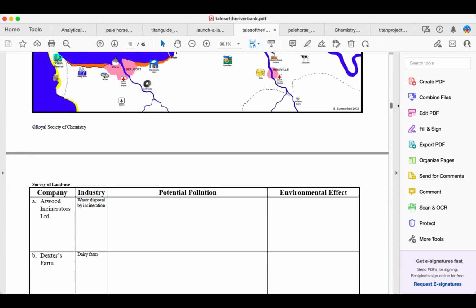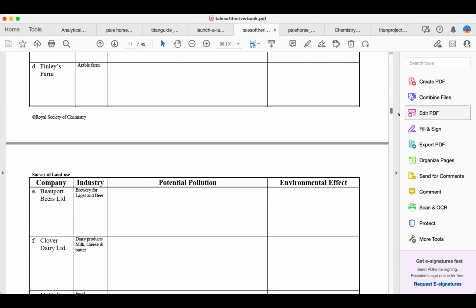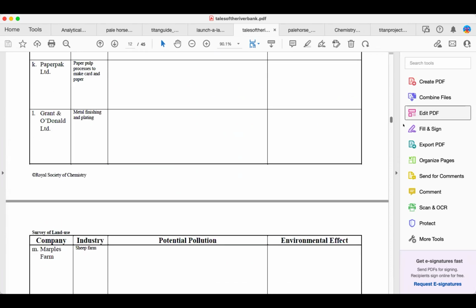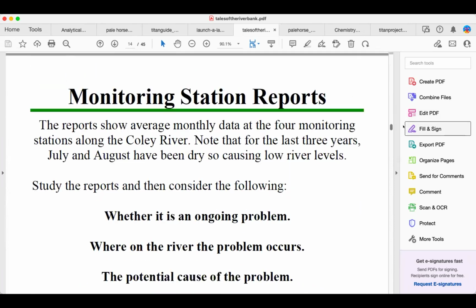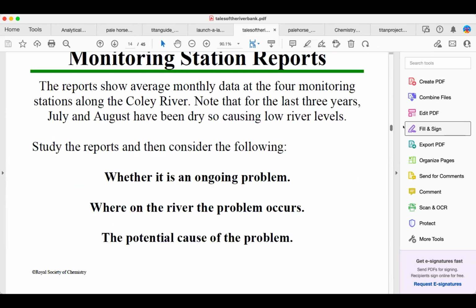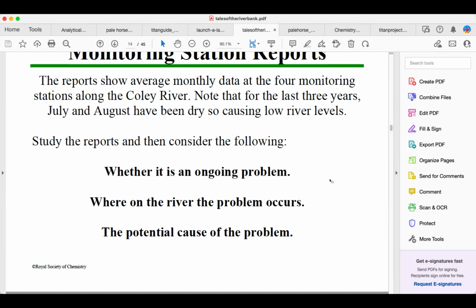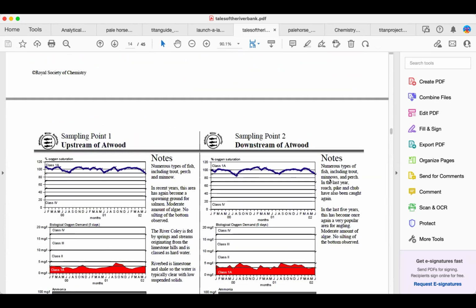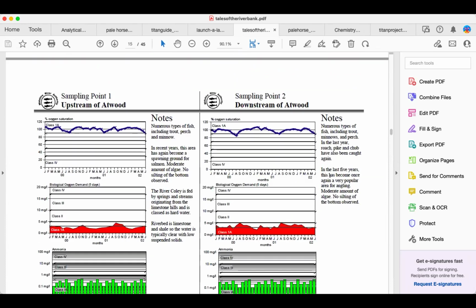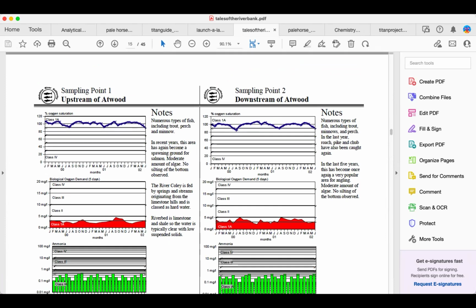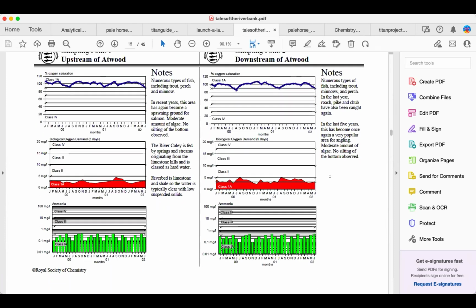You have to fill up this survey based on the data. Don't worry, you have all the data. You have to study the reports and consider whether it is a real problem, where on the river, and the potential cause of the problem. And this is data that you have obtained on the water itself.